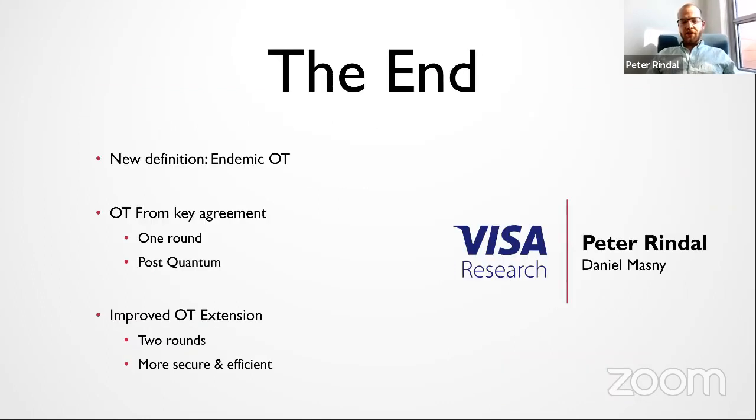And so that concludes my talk. We define this new security notion known as endemic oblivious transfer. Pretty much all oblivious transfer protocols satisfy this definition. We instantiate it from various assumptions, for example, one round requirement or post-quantum, and then we improve OT extension in various ways. And with that, I'll take questions.